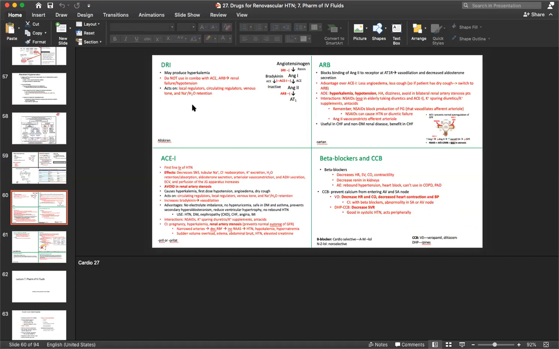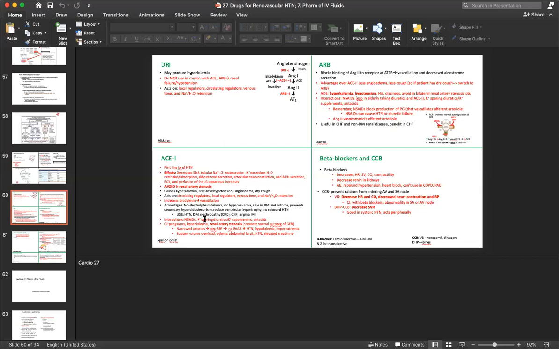Here are our direct renin inhibitors, our ACE inhibitors and our ARBs. Avoid ACE inhibitors in renal artery stenosis. Know that they can raise our potassium, and they're not good in pregnancy as well.